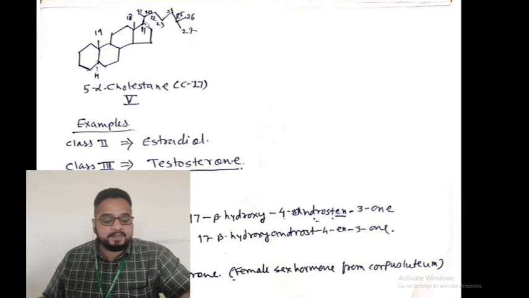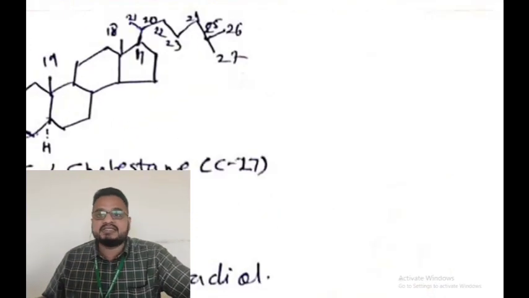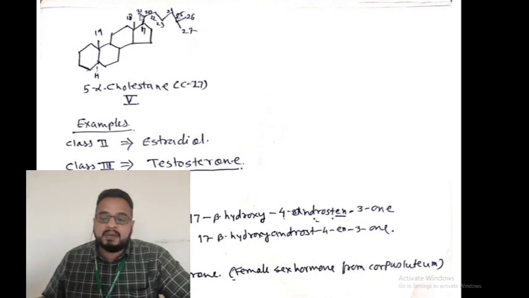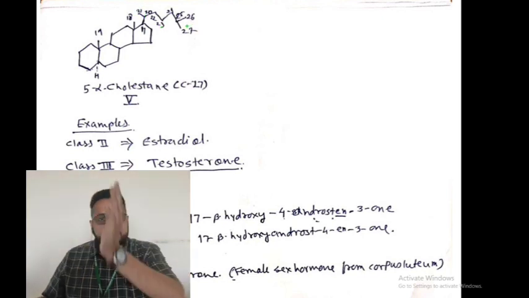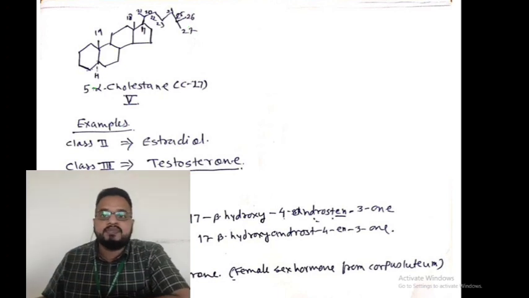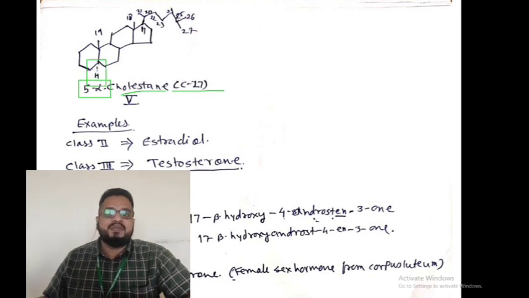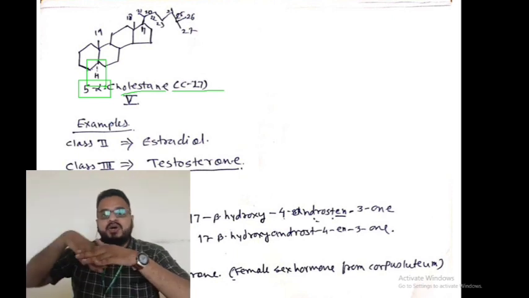Have you observed one thing, that whenever it is said to be above 21, it is nothing but the same numbering that we are going to continue. Check this, 17 connected to 20, thereafter 21, 22, 23, 24, and whatever the side chain is, we are going to write in the same line. So this is cholesterol, C27, but please check, it is alpha configuration. Means what? The fifth position carbon is attached to the hydrogen by the alpha, that is below the plane.